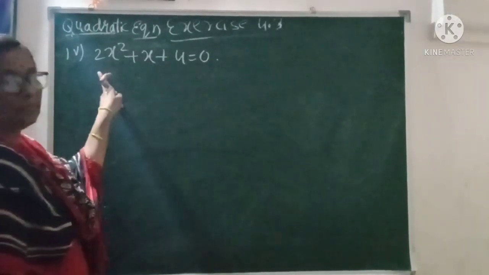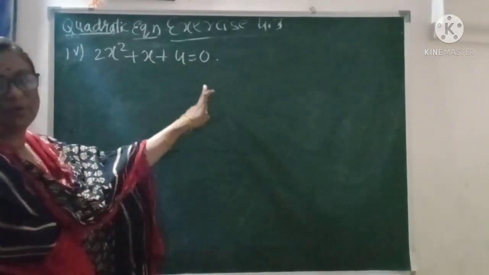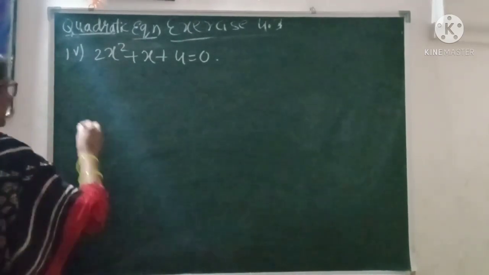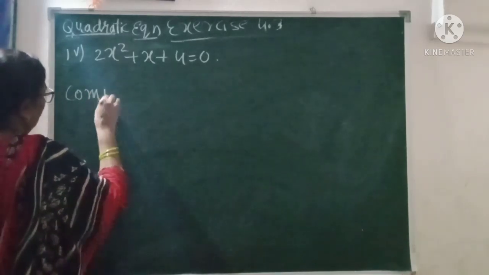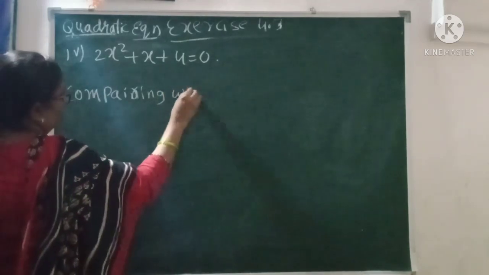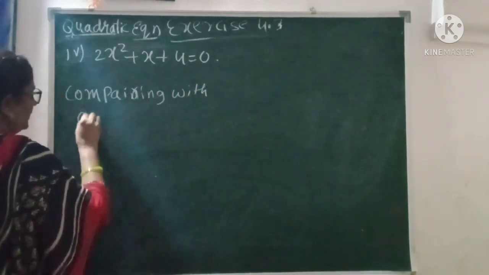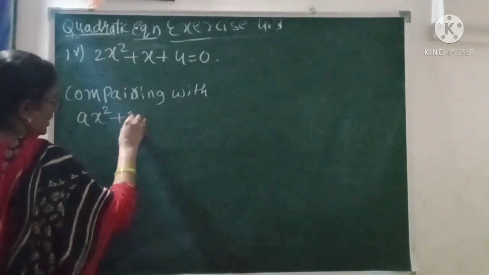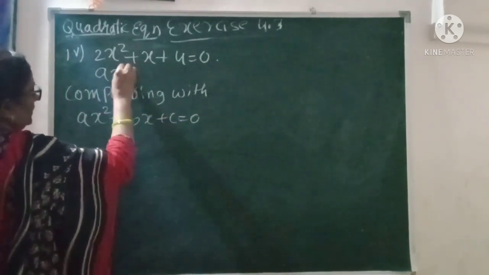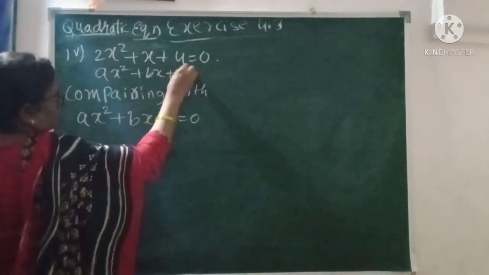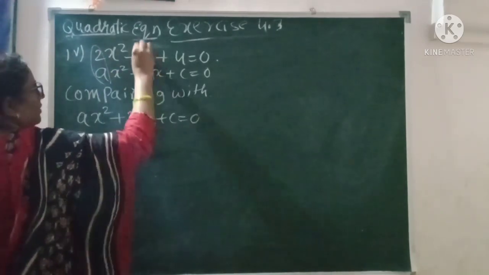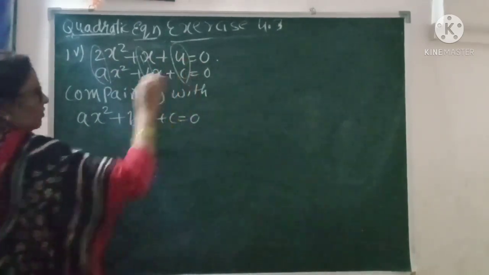The fourth problem is something like this one: 2x square plus x plus 4 equal to 0. You are solving this one by using the formula. See here, as usual, writing the same way, comparing with the standard form of the quadratic equation ax square plus bx plus c equal to 0. Here I am writing the same thing. To get the values easily, b is 1 and c is 4.